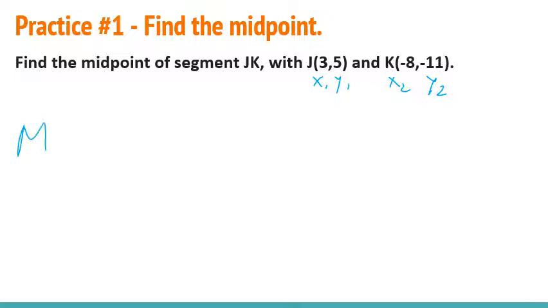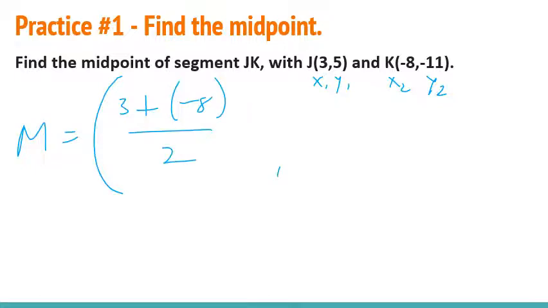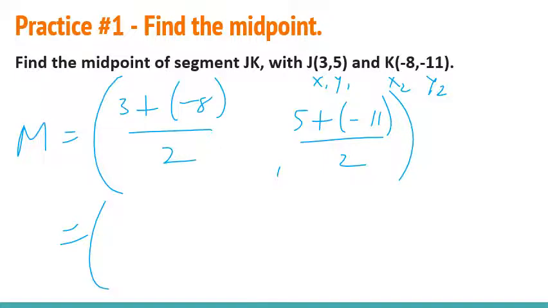And so our midpoint here is going to be 3 plus -8 divided by 2. And then on our other point, it's going to be 5 plus -11 divided by 2. So I just need to simplify both of those expressions. So it's going to be 3 plus -8. That's like 3 minus 8. So -5 over 2. And then 5 minus 11. That's like -6 over 2.